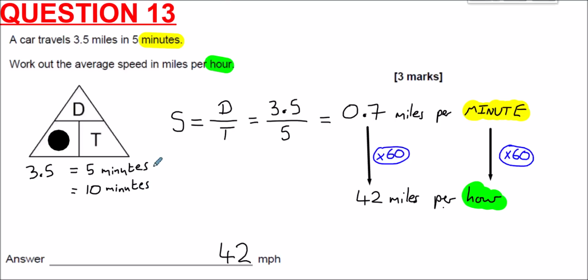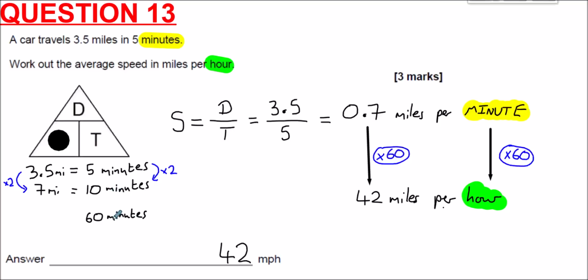If we double the time, we'd be able to go double as far. So if we multiply this side by 2, we can multiply the distance by 2 as well. So 3.5 multiplied by 2 would be 7 miles. Now our target is to get it to an hour, because that's the unit we're wanting it in. So we've got 10 minutes so far. What we could do is, we could do with getting to 60 minutes, because 60 minutes is obviously an hour.